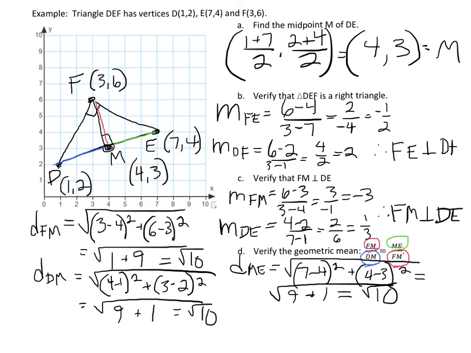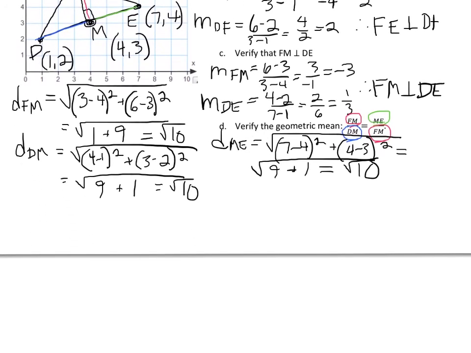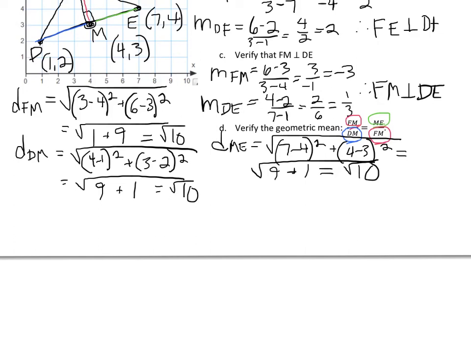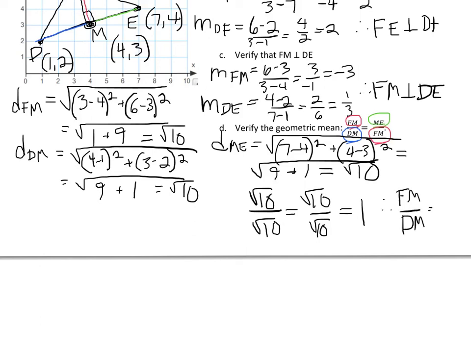Therefore, let's see if I can give myself a little more space here. That means that the length of FM is square root of 10 over DM square root of 10, and that is equal to square root of 10 over square root of 10. And those all just equal 1. So, therefore, it does work. FM over DM does equal ME over FM.